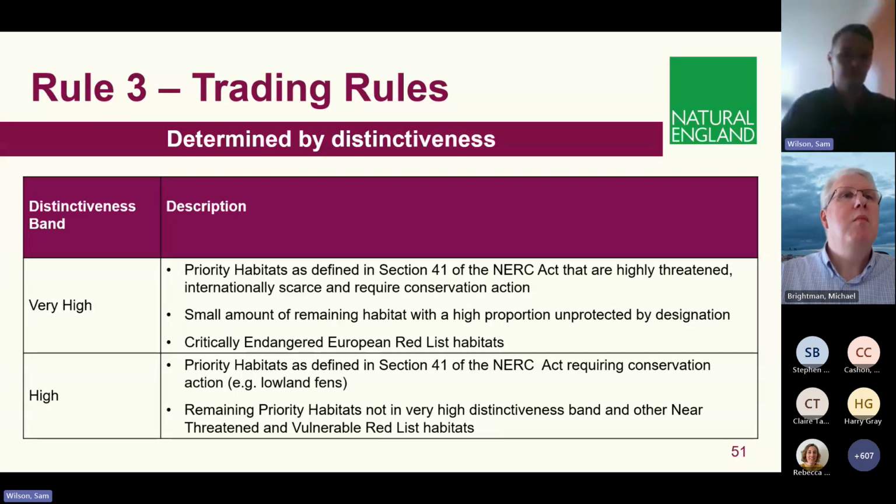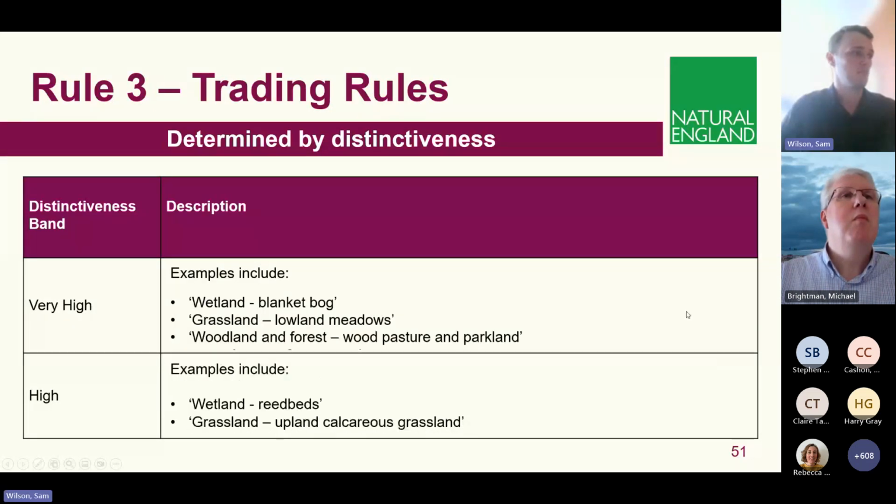Very high is the sort of highest level, highest scoring habitats in the metric. And these are priority habitats, but they're ones that are not that well protected by being within designated sites or things like that. So they're the most at-risk habitats, and we give them the highest score. Moving down to high, that's when you've got priority habitats that are protected within those sites, but are still very valuable. And then just a couple of examples of each of those. So your very high habitats, you're looking at blanket bog, lowland meadows, things like that. High distinctiveness is more reed beds and upland calcareous grasslands.